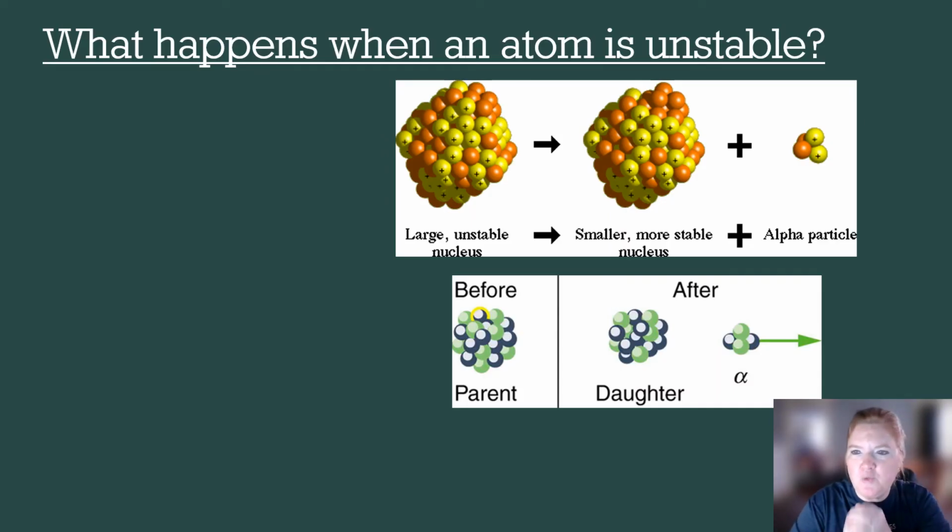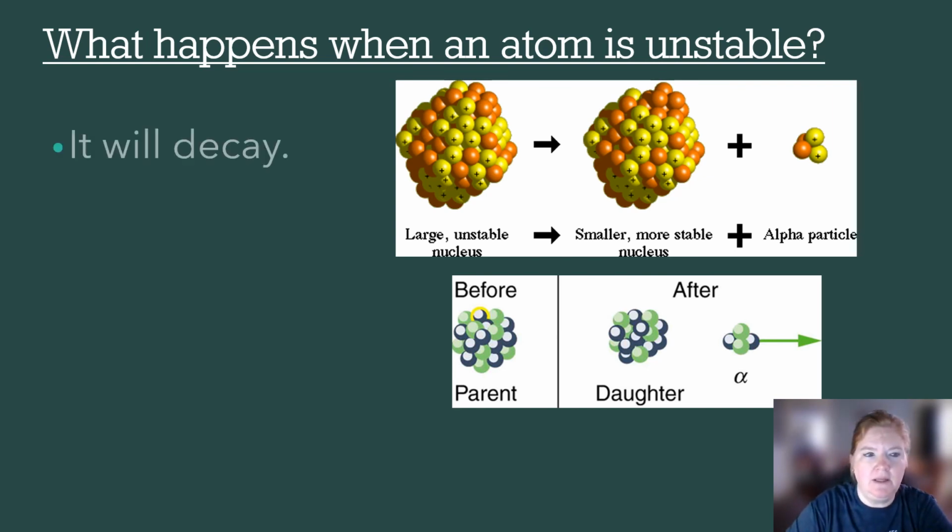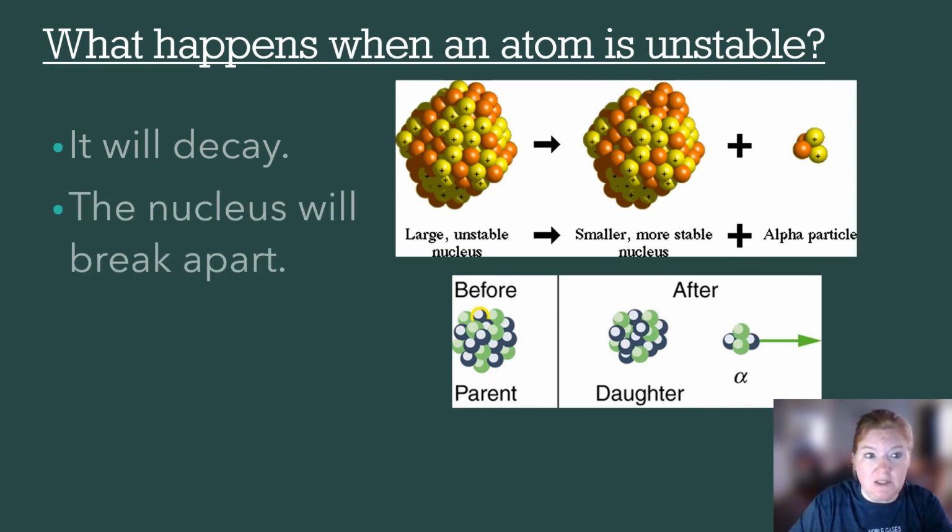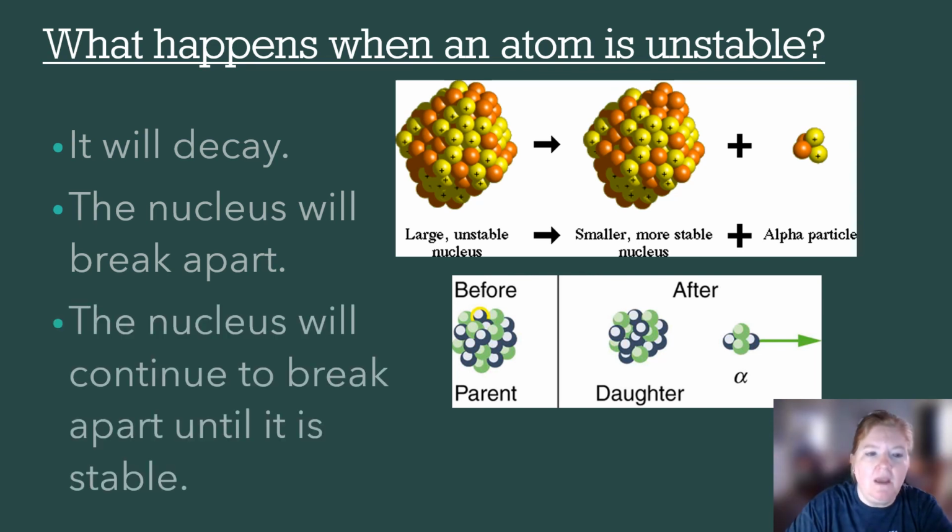So what happens when an atom is unstable? What happens when something is radioactive? It will decay. What does that mean? It's going to break apart. The nucleus is going to break apart. The nucleus will continue to break apart until it is stable. And if that new nucleus is still unstable, it's going to break apart again. Okay? So some elements can get to stable with one break. Some will take more than one.